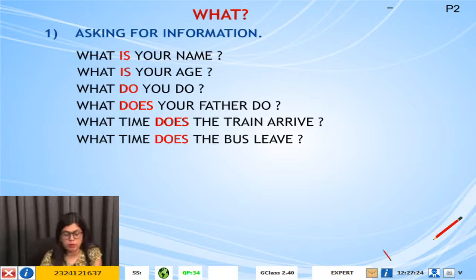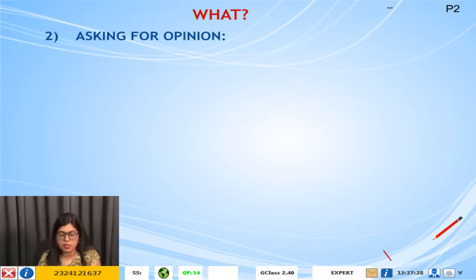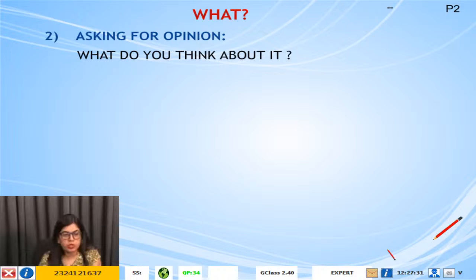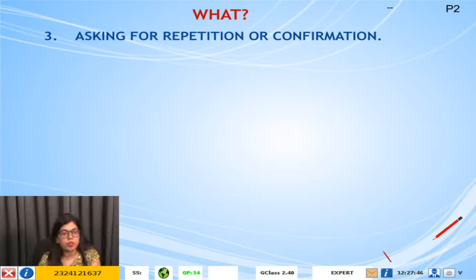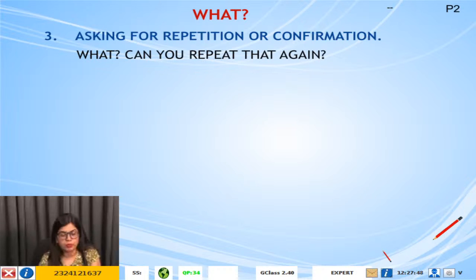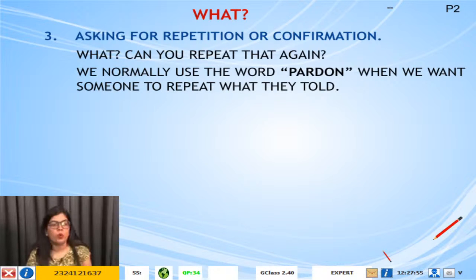Next, asking for opinion. Let's look at examples. What do you think about it? What is your opinion about retirement age for politicians? Here do and is are the helping verbs. Now, asking for repetition or confirmation. What? Can you repeat that again? We normally use the word pardon when we want someone to repeat what they told. Here can is a modal verb.